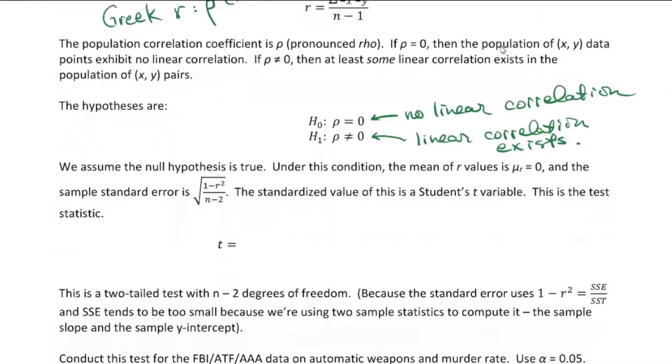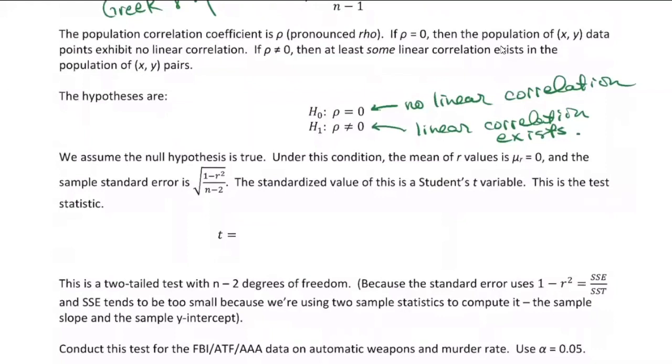And as always, we assume the null hypothesis is true. So we assume there's no linear correlation. Under this condition, the mean of R values is 0. That's just saying the expected value of R is going to be rho, and rho is 0. So the mean is 0. And the standard error is a formula. I think I proved this in the book, if you care about that kind of stuff.